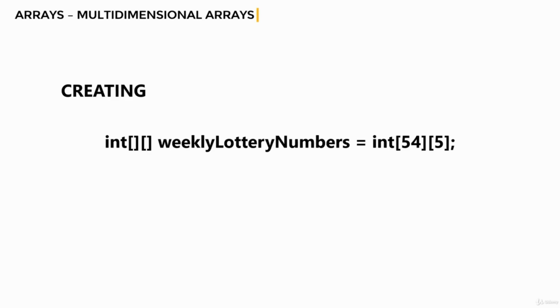So how to create such an array? For multidimensional arrays, you have to use 2 square brackets instead of 1 after the data type, then the array's name equals, then the data type again, and where you have to tell Java the size of the array, you have to specify both sizes.